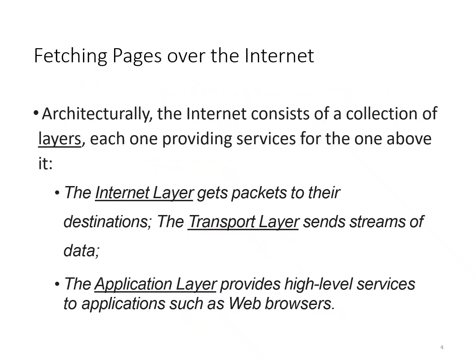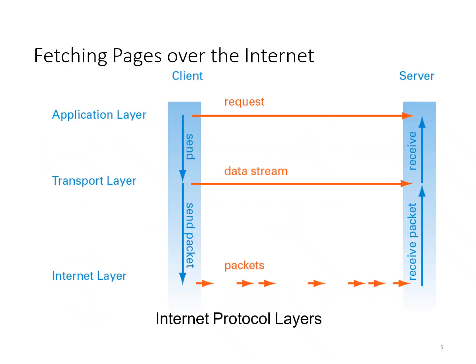Architecturally, the internet consists of a collection of layers, each one providing service for the layer above. The internet layer gets packets to their destinations. The transport layer sends streams of data. The application layer provides high-level services to applications such as a web browser. Application layer, transport layer, internet layer: data streams and packets.